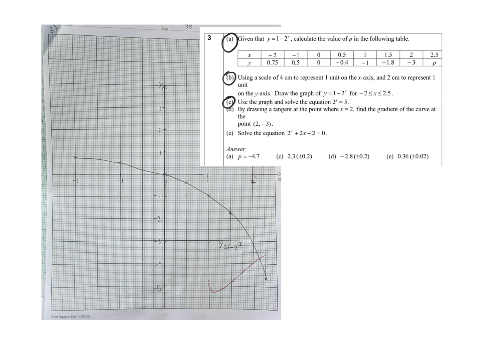The important thing is the scale. There are always these three things that we give marks for: one for the plot, one for the scale, and one for the smoothness of the curve. So 3 marks in total. But if the question already gives you the scale, then it's 2 marks for drawing.